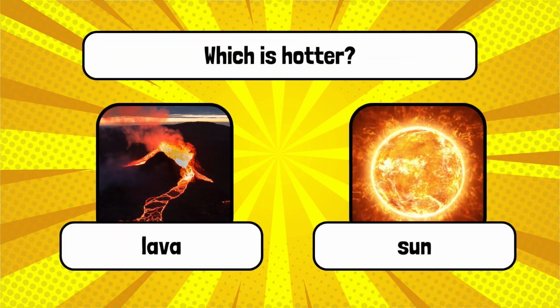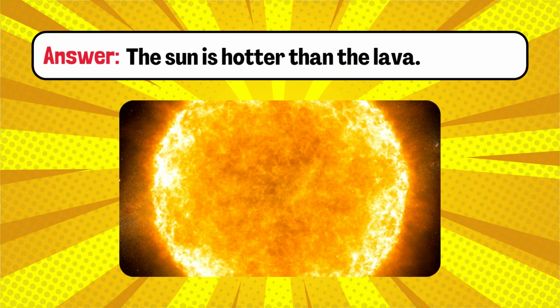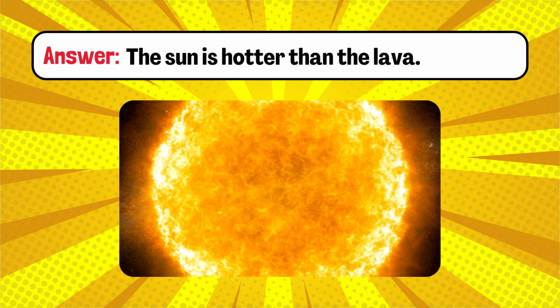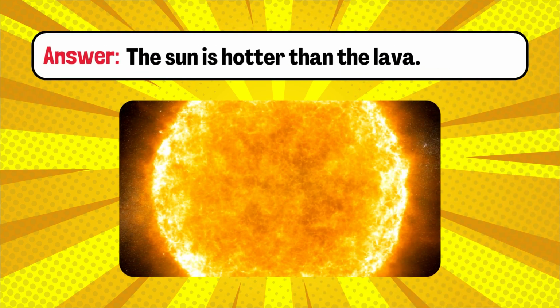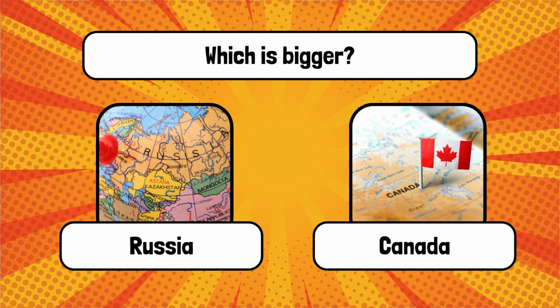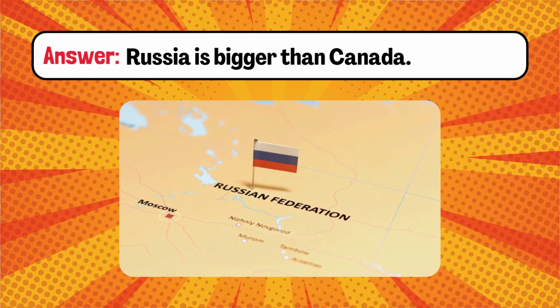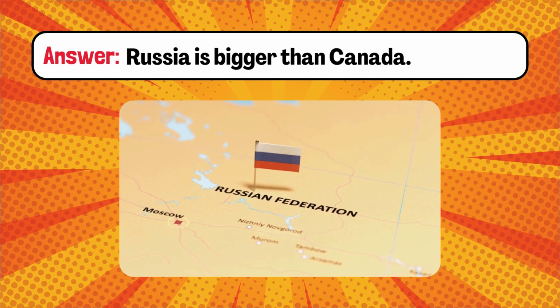Which is hotter? Sun or lava? The answer is the sun is hotter than the lava. Which is bigger? Russia or Canada? The answer is Russia is bigger than Canada.